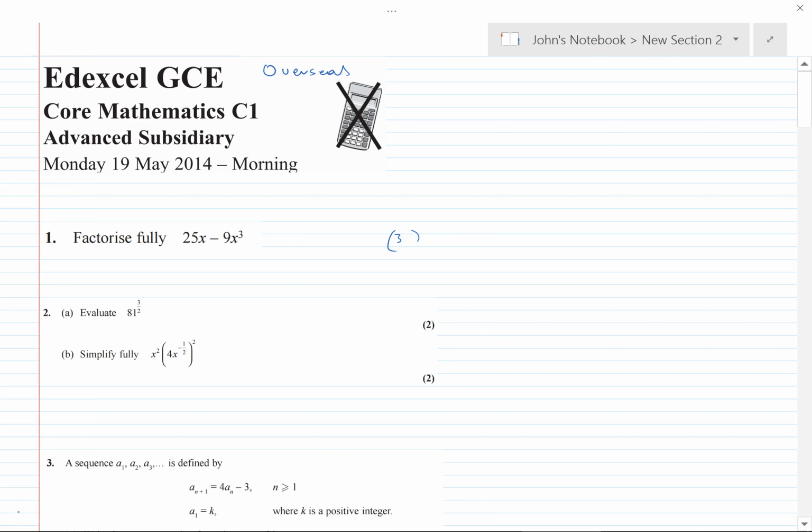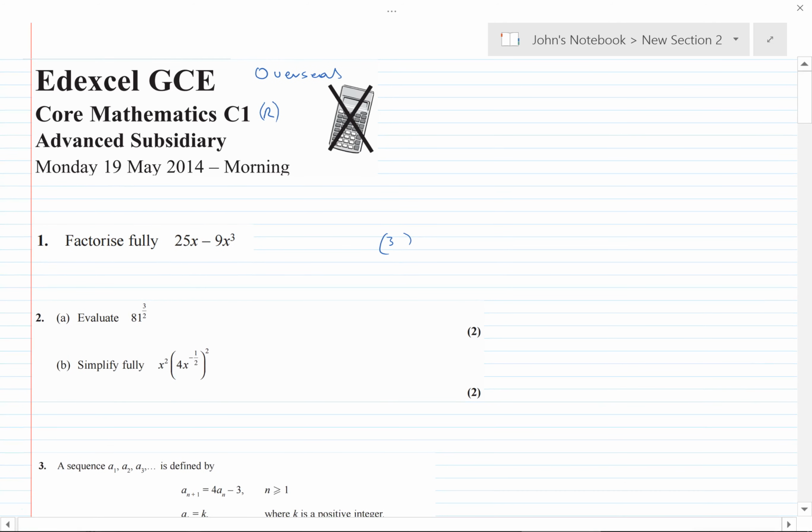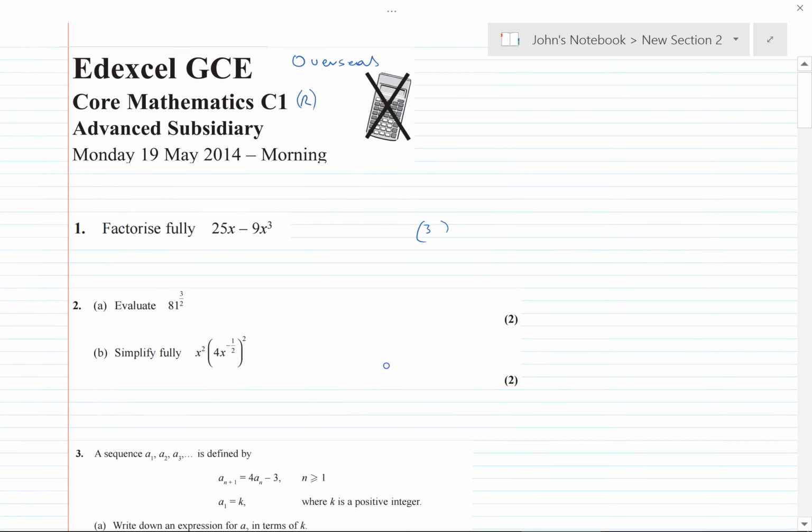We're just going through the overseas version of the C1 paper of May 2014. We can tell it's overseas, by the way, because somewhere higher up the page it says R. Edexcel don't produce overseas papers anymore. They have what's called an international paper with a slightly different spec. So I think this was the last one with exactly the same spec, sat on exactly the same day as the home paper. So exactly the same specifications, so it shouldn't feel any different to a normal paper.